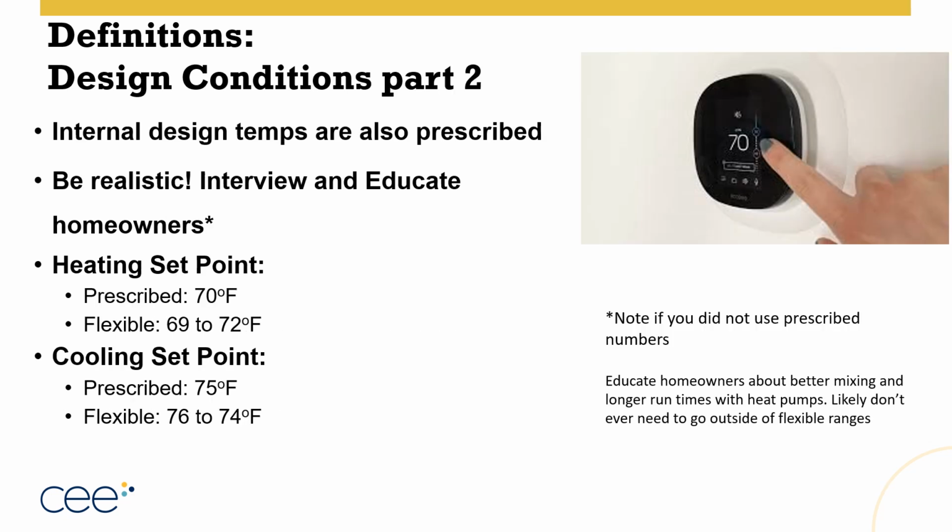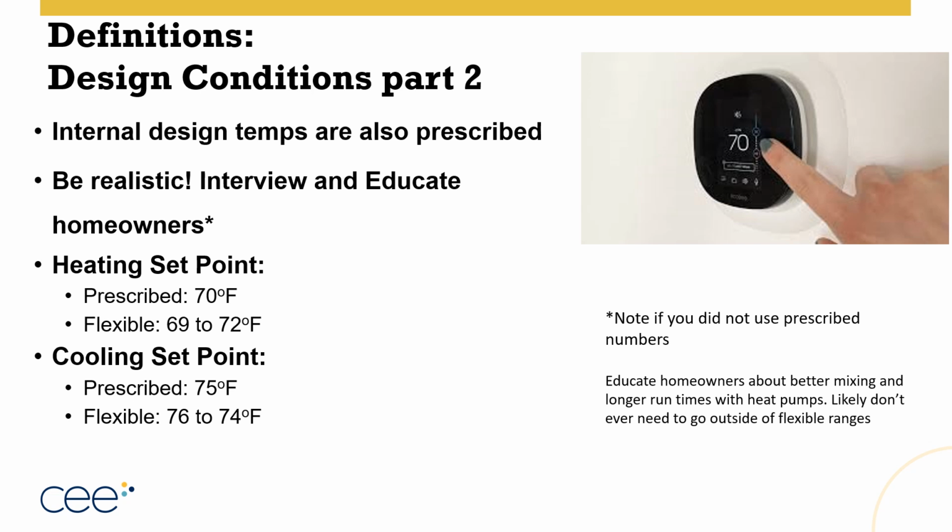Next is the design conditions, the internal part, right? There are some internal design temperatures that are prescribed and then recommended flexible ranges. So the number one thing I would say is be realistic, interview and educate the homeowners. When we talk about what is the prescribed heating set point, according to the ASHRAE math and Manual J, prescribed is 70 degrees for heating and 75 degrees for cooling. Now, as you talk with homeowners, it's okay to really listen and learn from them about how they like to keep their home. So maybe they don't need it to be 70 degrees. They might be okay with 69 to 72, anywhere in that range.